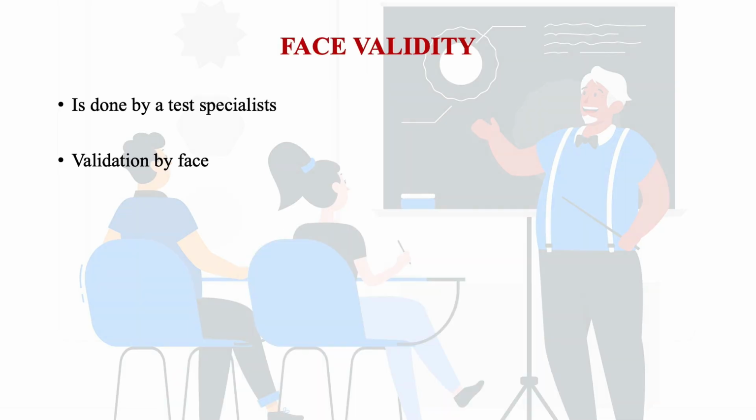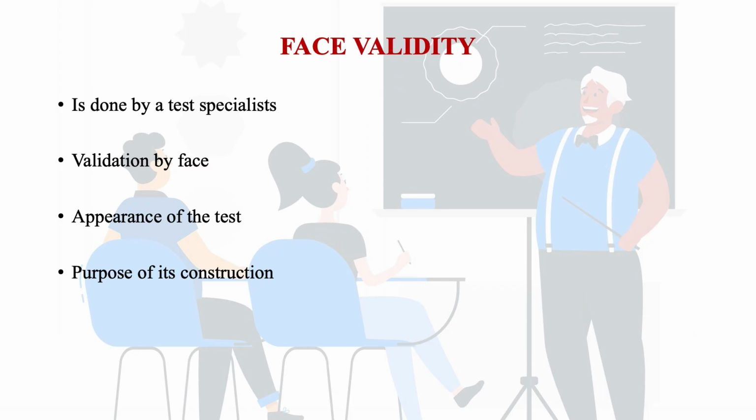the specialist or the subject experts say that yes, the tool looks like a tool of achievement or a tool of intelligence or a tool of aptitude, then you can say that your tool has face validity. So this validation process is done by face. That means by looking, without going through the detailed construct, without going through the detailed content of the items of the tool, you can just establish the validity of the tool.